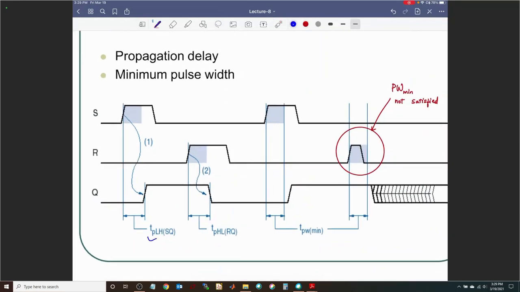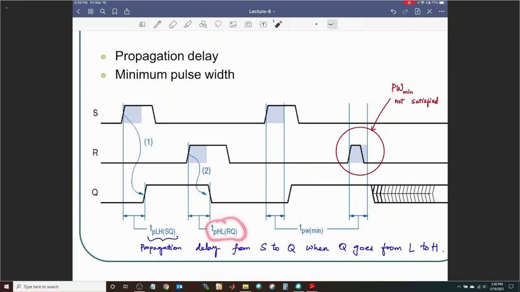This is propagation delay from S to Q when Q goes from low to high. And with this, you can also talk about the propagation delay when Q goes from high to low because of a change in R. And this is the minimum pulse width that we are talking about. Obeyed, obeyed, obeyed, not satisfied.